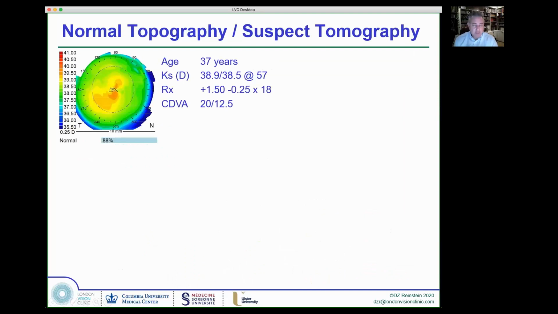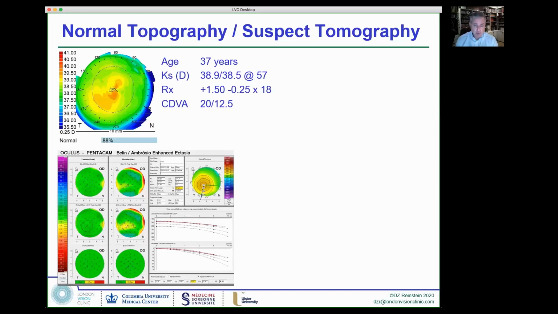So here's some examples. Here's a completely normal topography in a slightly hyperopic eye, again, unlikely to have keratoconus, in an eye that has best spectacle corrected vision of 20/12, which is unlikely to have keratoconus, in a flat cornea, which is incredibly unlikely to have keratoconus, in a 37-year-old in whom you'd expect the keratoconus to have already progressed. So basically normal. And the topography algorithm says this is normal. And most people would just go straight and do LASIK on a patient like this.